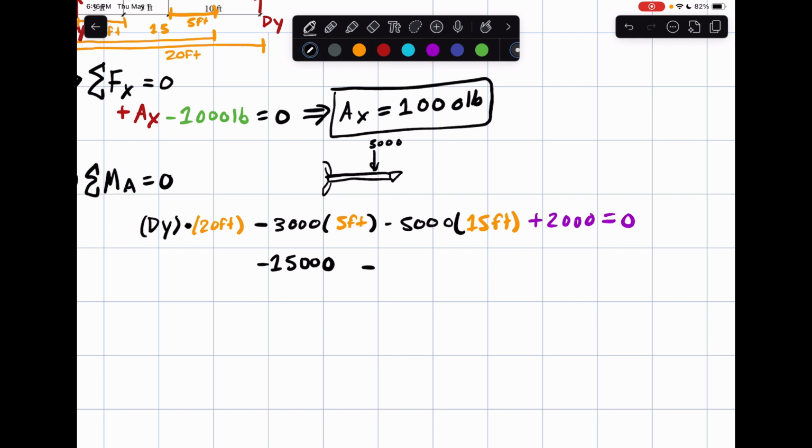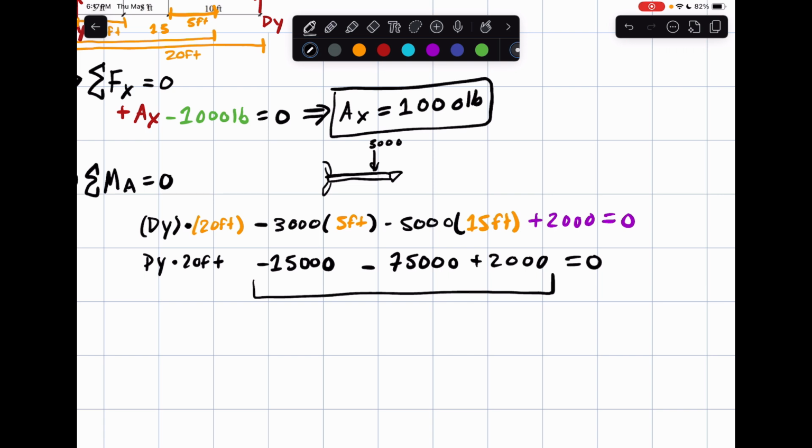So we have 5,000 multiplied by 15. And that's negative 5,000, by the way. And that's going to give us 75,000. And we have that plus 2,000, which is equal to 0. And then we could bring down this dy, multiplied by 20 feet. Alrighty, we could add all these.